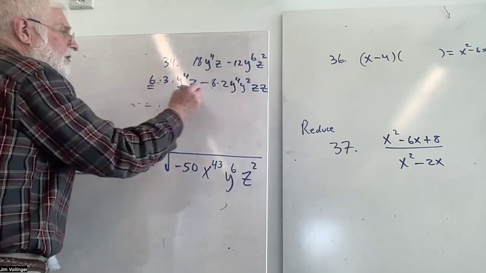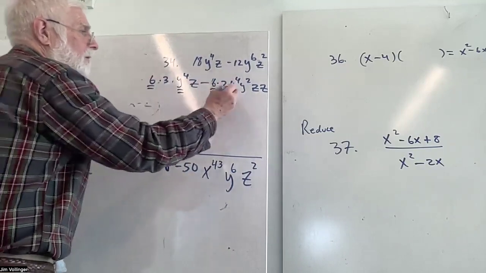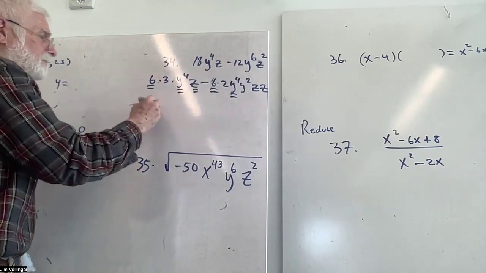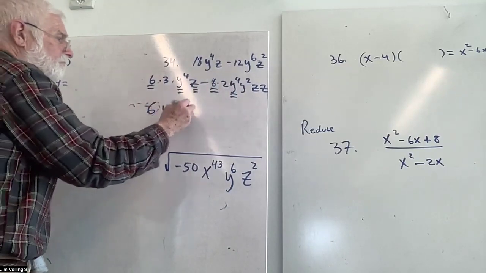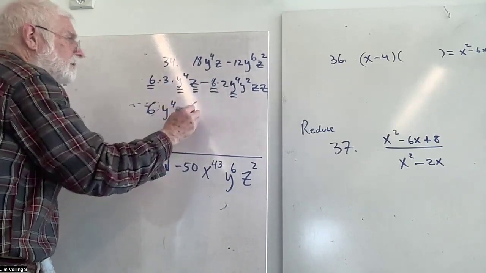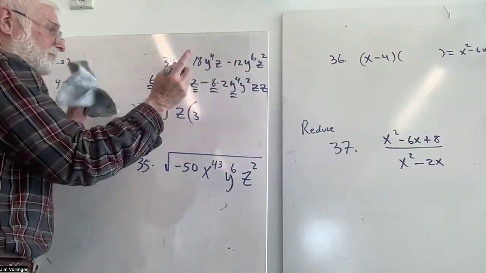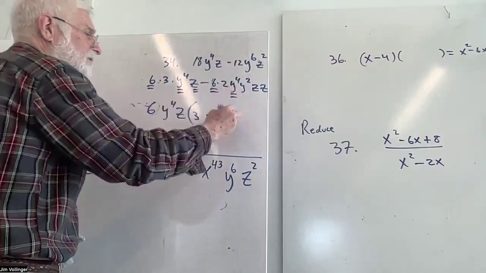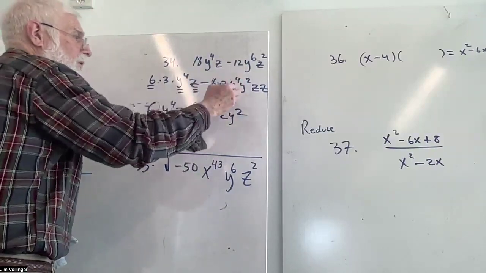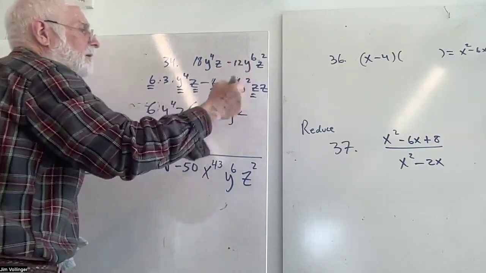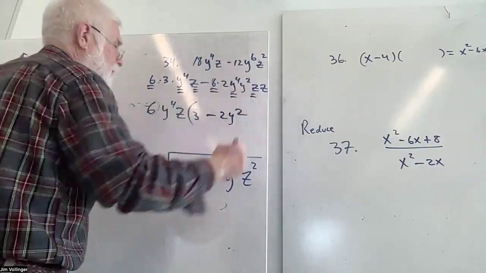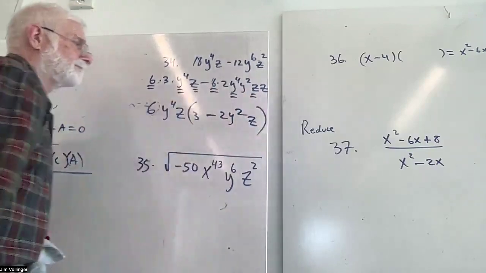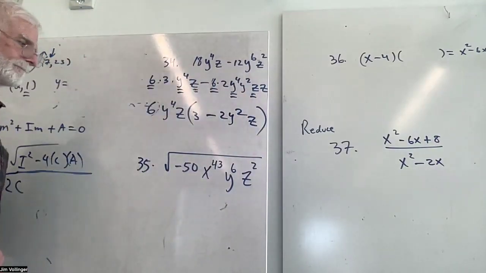What's common? 6, y^4, z. I'm going to take out 6y^4z, then build it back up to 18. Y^4z, I've already got it. Minus, looks like I need a 2. Looks like I need a y squared because I took out the y to the 4. Looks like I forgot to underline one of the z's, right? One of the z's comes out. Another one stays in. There's that product.